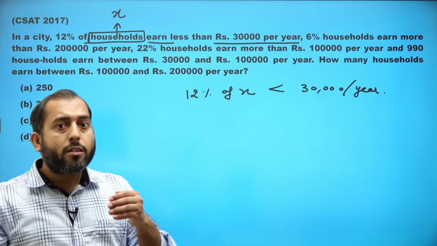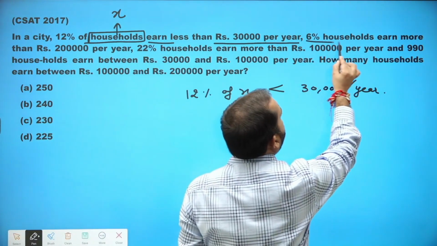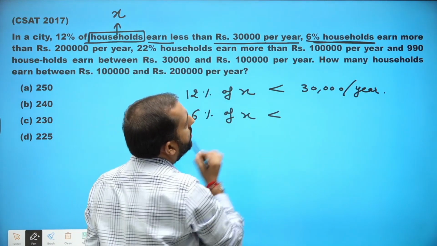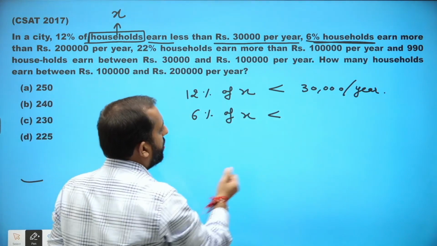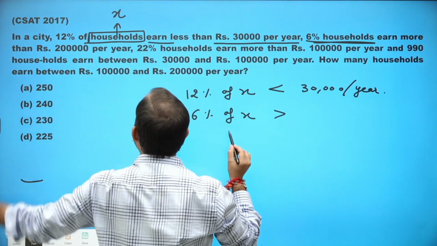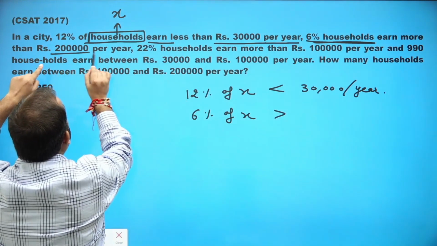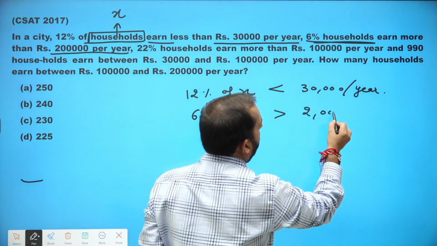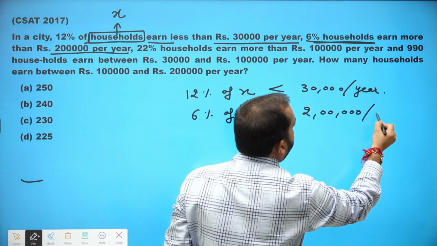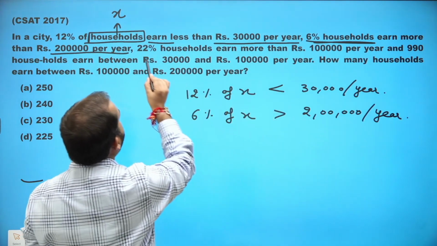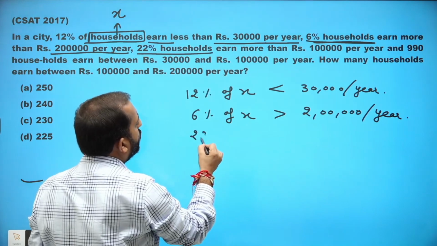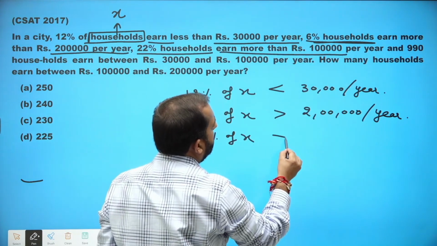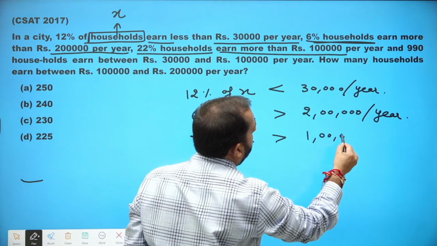Next line. 6% of households. So 6% of X earn more than 2 lakh per year. Next line says 22% of households. So 22% of X earns more than 1 lakh per year.